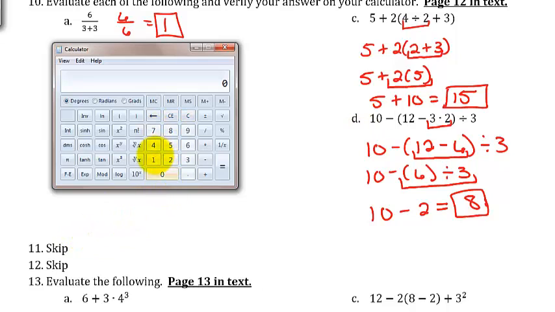In our next problem here, we have 10 minus the quantity 12 minus 3 times 2. And then we close off our parenthesis, and then divide by 3. And hit the equal sign, and we get 8, just like we did when we did it by hand.